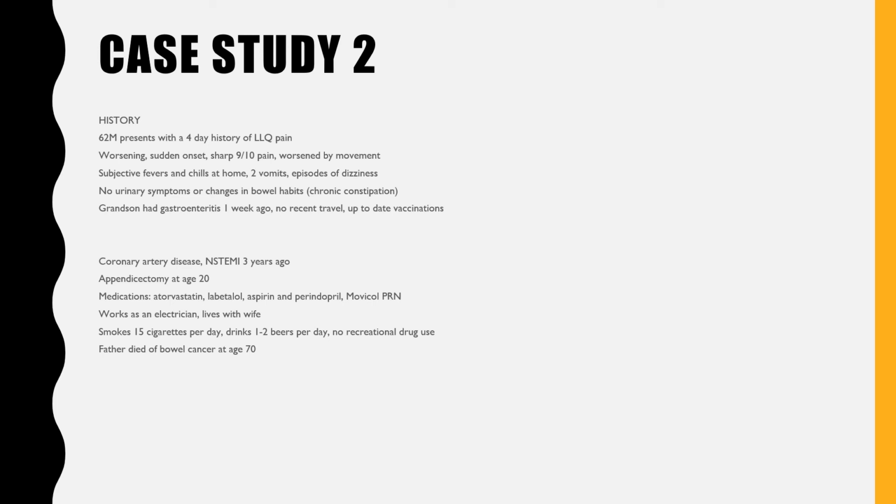He works as an electrician and lives with his wife. He smokes 15 cigarettes a day, drinks between 1 to 2 beers a day, and doesn't have any recreational drug use. His father died of bowel cancer at age 70, and there's no other real family history of any gastrointestinal conditions or bowel cancer.